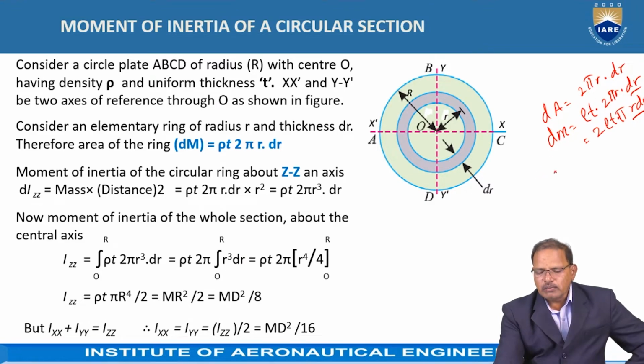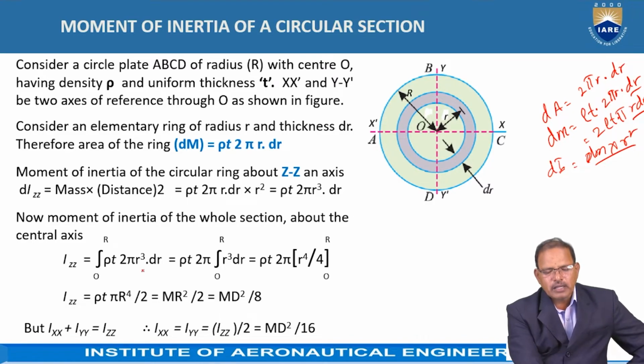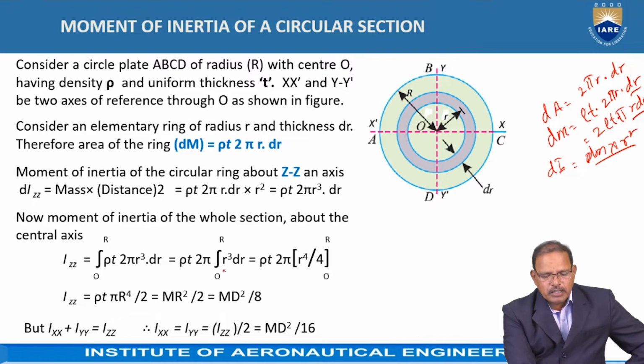The mass moment of inertia of a small element is the mass multiplied by the square of the distance, that is dm into r square. Here dm is equal to rho T 2 pi r dr, and the square of the distance is r square, which becomes 2 pi r cube dr. Since rho T 2 pi are constants in the equation, the remaining term is the integration of r cube dr. On integrating, rho T 2 pi r to the power of 4 divided by 4, with limits 0 to r.